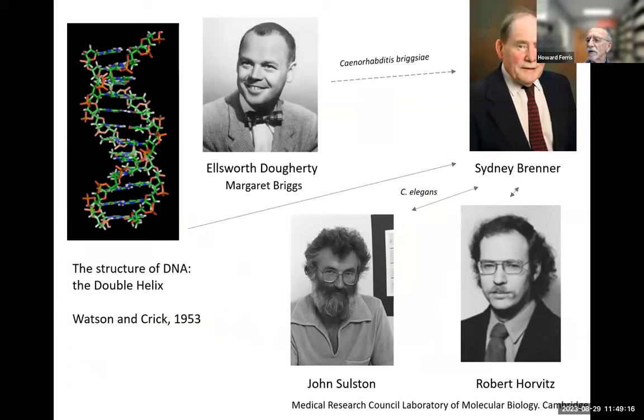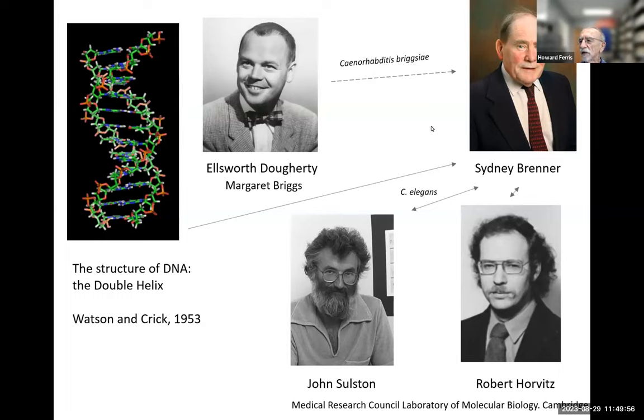The next thing I think that was important in terms of small soil nematodes goes back to Watson and Crick and the structure of DNA. So Watson and Crick, and of course Rosalind Franklin, developed the structure of DNA. And shortly after that, perhaps in the 1960s, Sydney Brenner, who was at the Medical Research Council in Cambridge, was thinking about how do you take this double helix? How does a double helix translate into an organism? What's the transfer? And how does that happen?